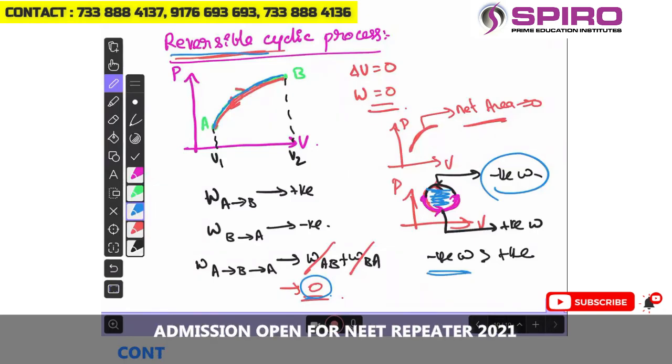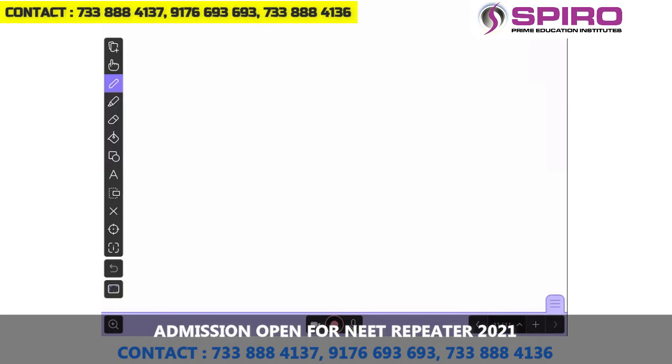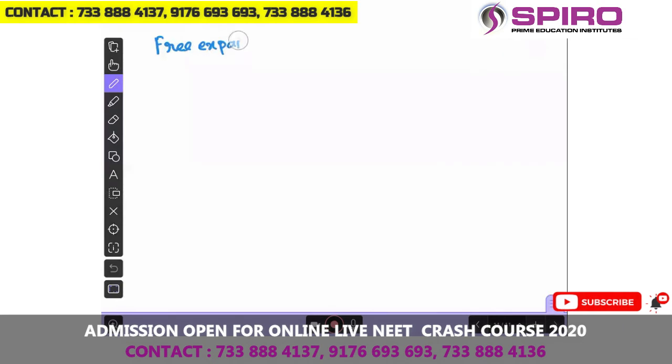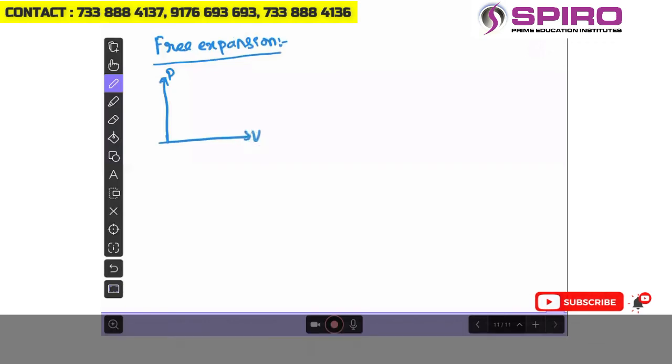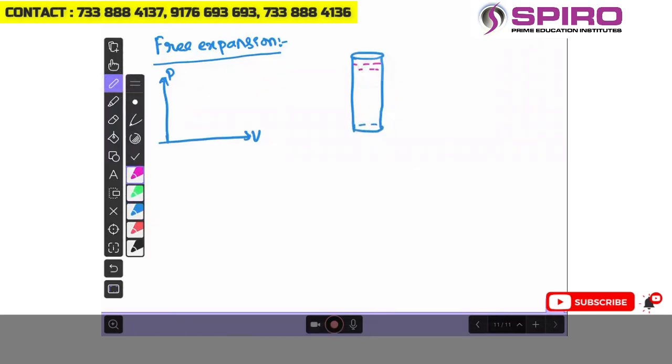Okay. And next, one more important point regarding thermodynamics is work done against vacuum, which is also called free expansion. What is free expansion? Let us understand the free expansion process. You take a graph between pressure versus volume. For example, I will take a cylinder which is containing some gas. In the cylinder, there are some gas molecules.